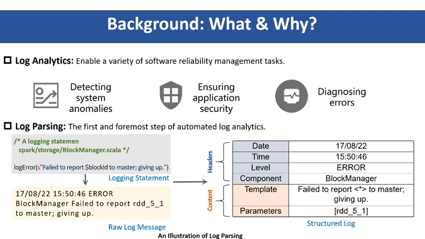Each log message is printed by a logging statement in the source code and records a specific system event with its header and content. The goal of log parsing is to convert each log message into a specific log template and extract the corresponding parameters.